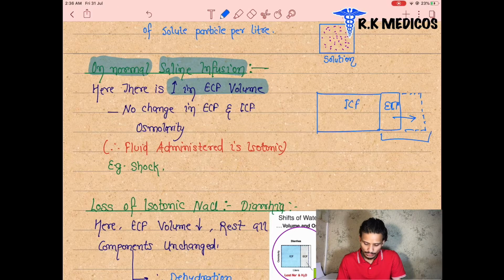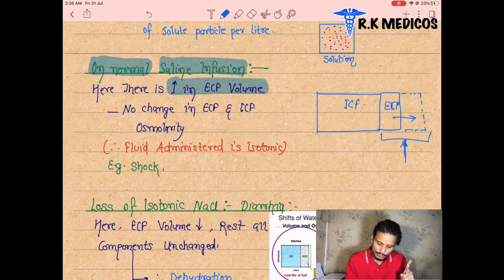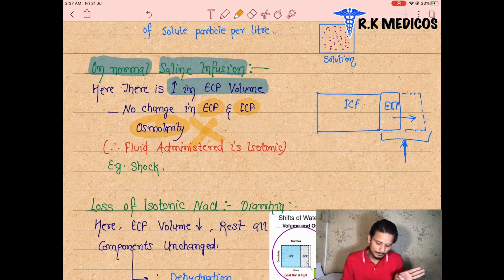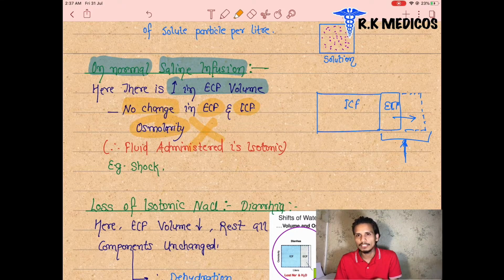In the first case, out of the 4 cases we are going to see, extracellular fluid is going to increase, and there are no other changes. There is no change in intracellular fluid or osmolarity. No change in osmolarity means either intracellular or extracellular osmolarity is not changed.